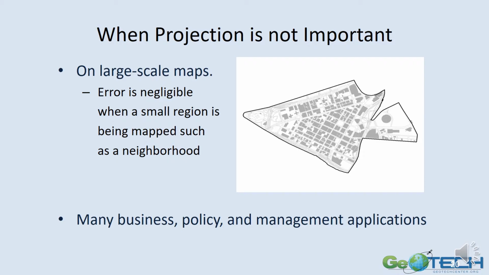When the projection is not as important is really on large scale maps, so a small area with a lot of detail. The area is negligible for a small region, such as being mapped as a neighborhood. Cities, businesses, policy and management applications often show just a very small area, and so you're okay.